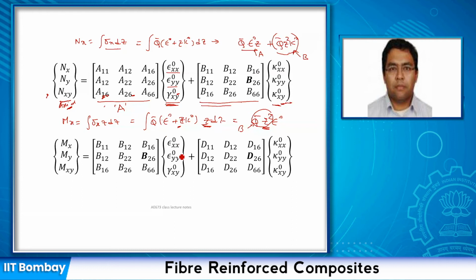So the B matrix is the same as the top one, except that now it couples the moment to the in-plane strains, whereas in the previous equation above, the B matrix is coupling the axial forces to the curvatures. Okay, is it clear? Yes. Okay. So this B matrix is called the coupling matrix.